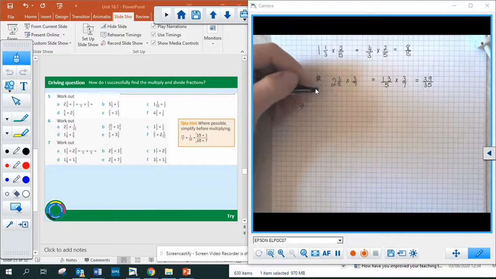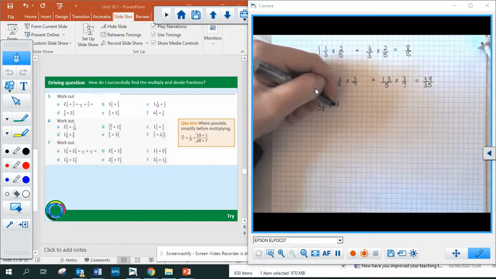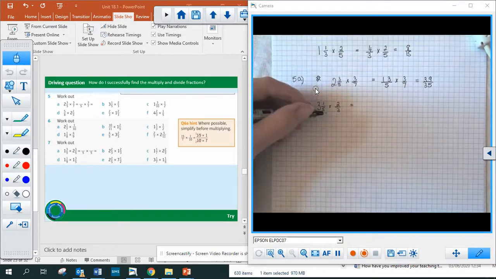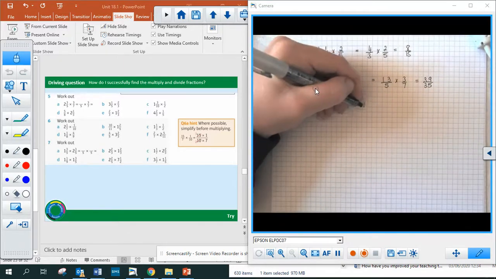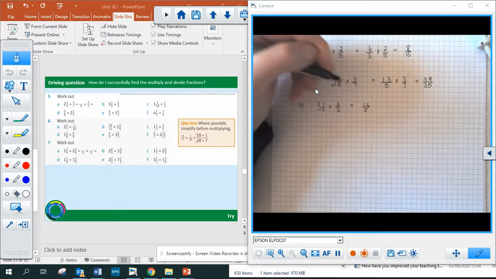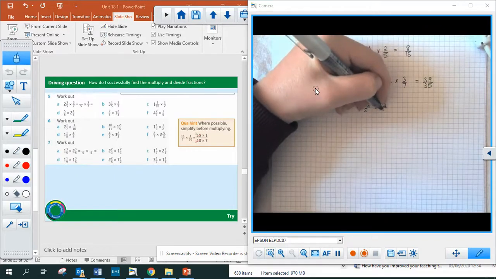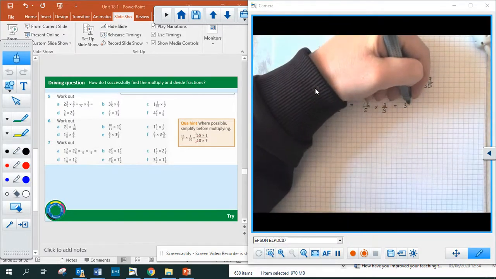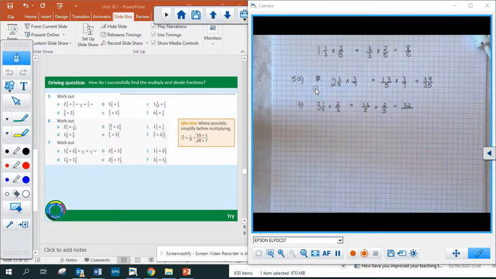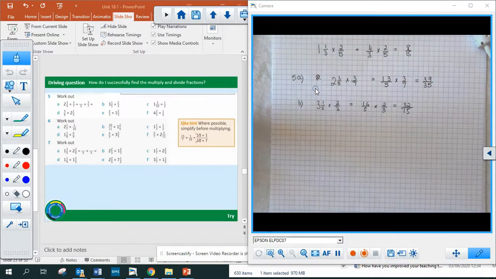The next one, I'll do part B. We've got 3 1/5 multiplied by 2/3. 3 1/5, we need to convert to improper first. So 3 times 5 is 15, add 1 is 16. So it's 16/5 multiplied by 2/3. Multiply our numerators together. 16 times 2 is 32. Multiply our denominators together. 5 times 3 is 15. Okay, I'm not converting them. You know how to do that, so you could have done that if you needed to or if it asked.